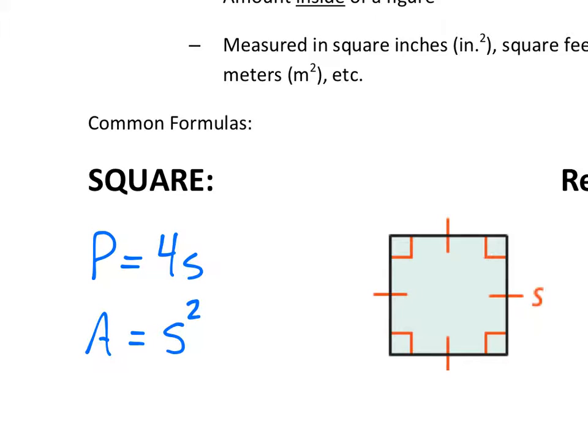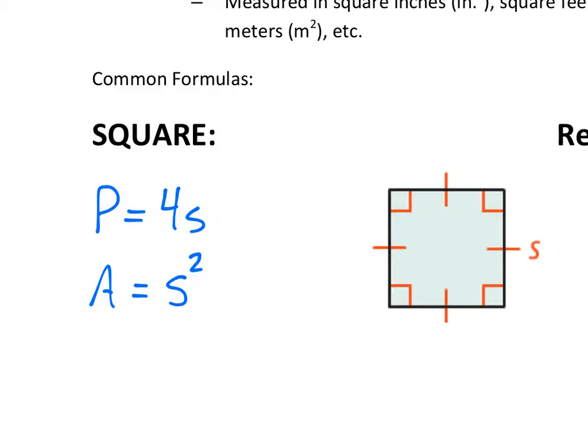Now the area is just going to be one side multiplied by the other, but since both sides are the same, we could have also written here for area side times side, right? S times S. However, it's faster to write S squared. So you'll see that.